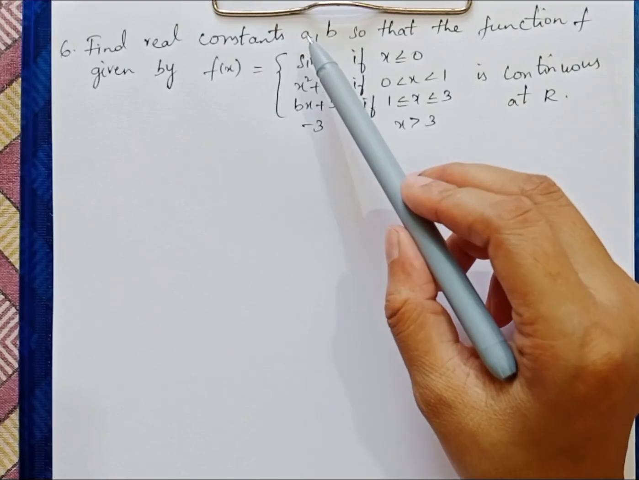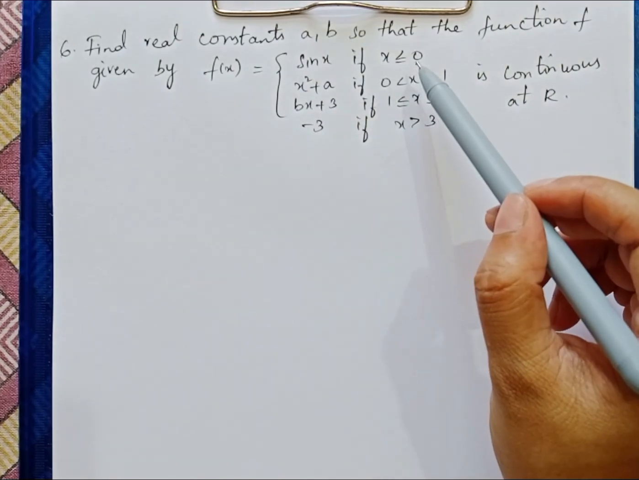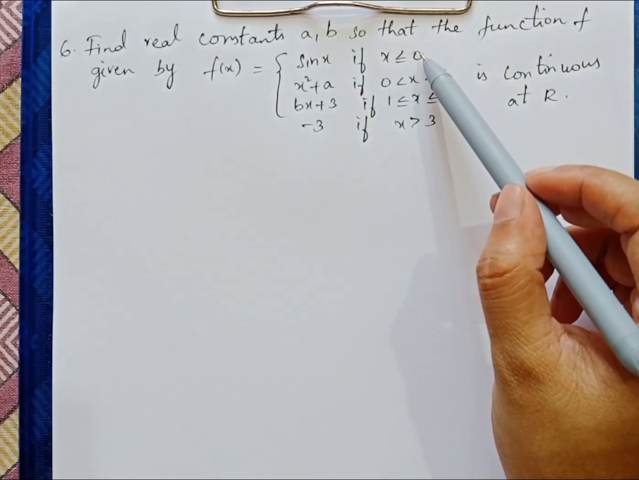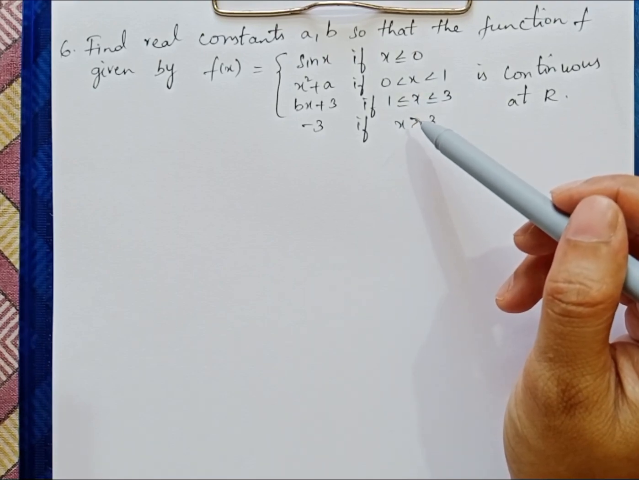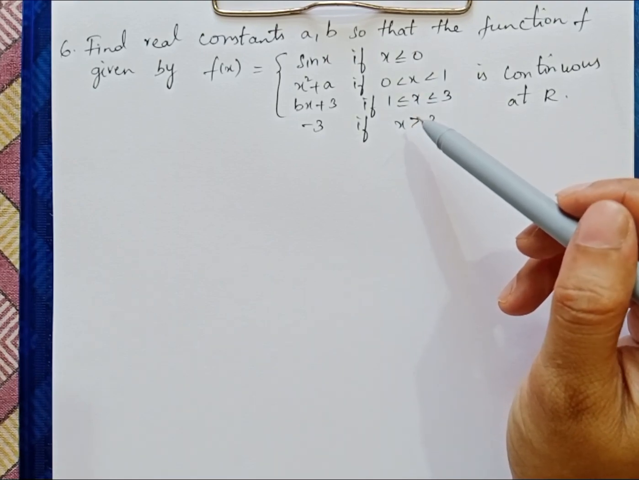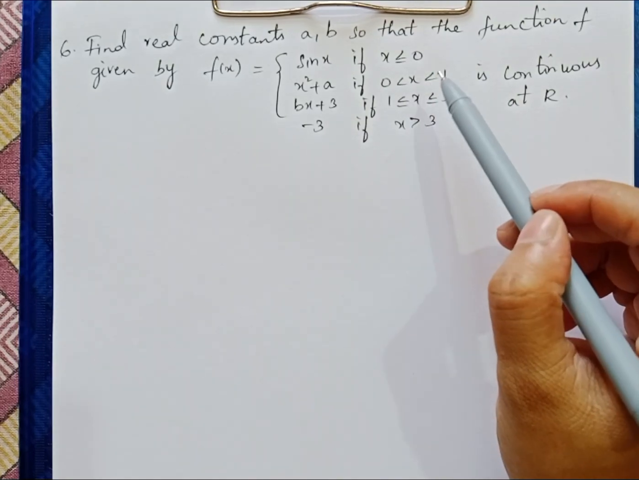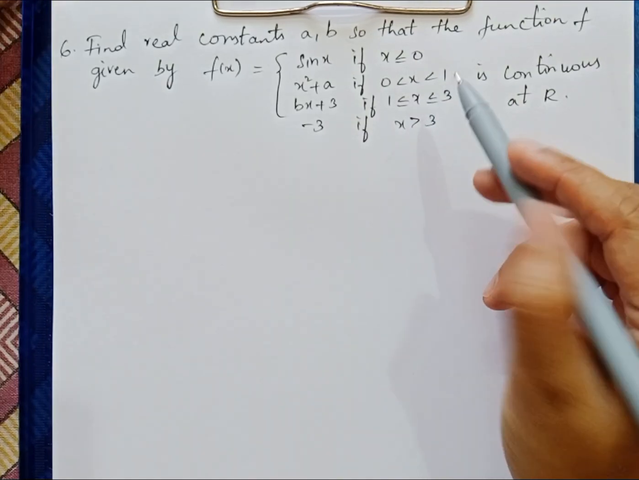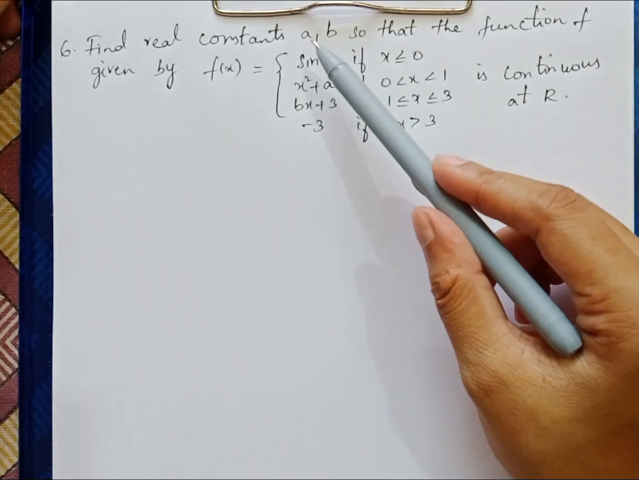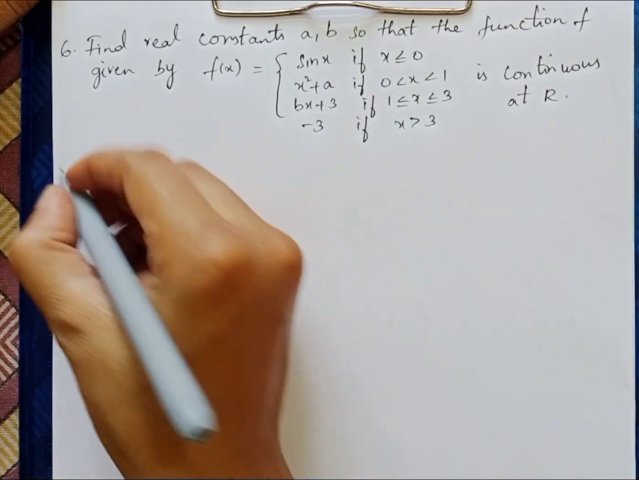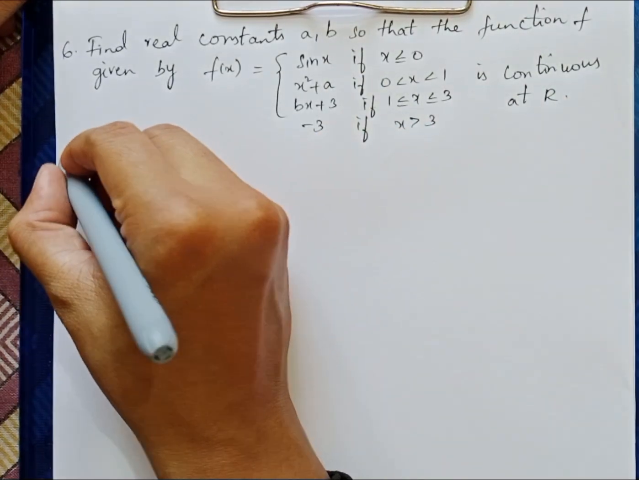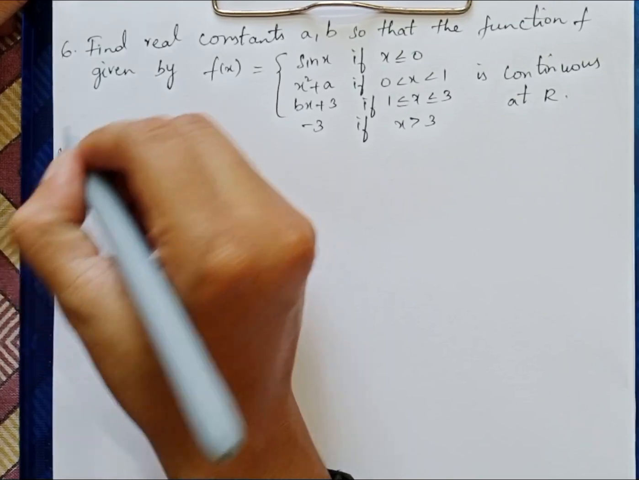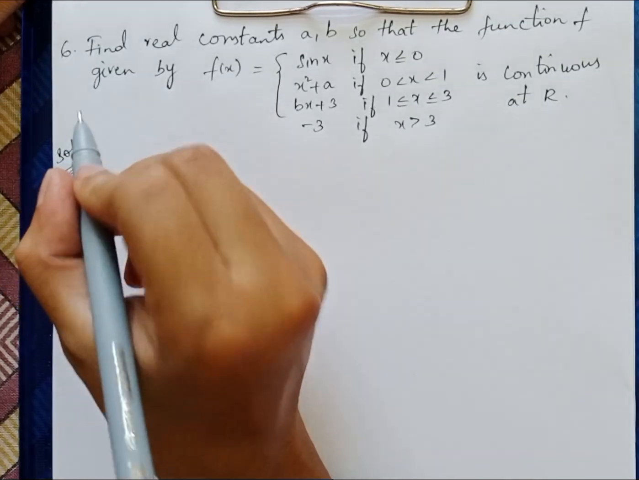So here we have to find the values of a and b, and the function changes at the conditions 0, 1 and 3. You can solve any two of the conditions, either for 0 and 1 or 0 and 3, and you will get the values of a and b. Since it is continuous, the left hand limit is equal to the right hand limit. First I'll solve for 0.